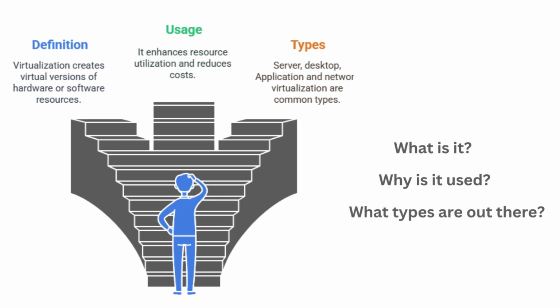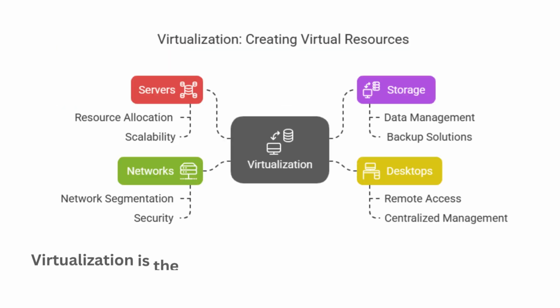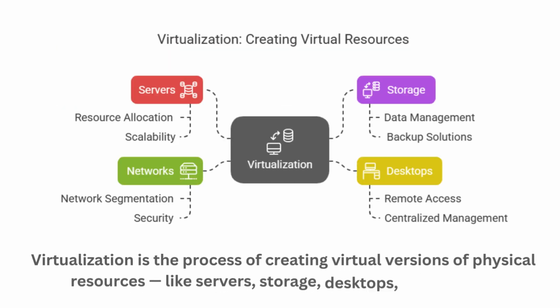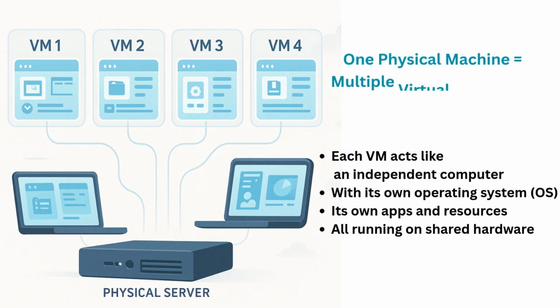Let's break it down. Virtualization is the process of creating virtual versions of physical resources like servers, storage, desktops, or networks. Instead of needing 4 separate computers, virtualization lets you run 4 virtual machines, VMs, on one physical device, each acting like its own independent system.